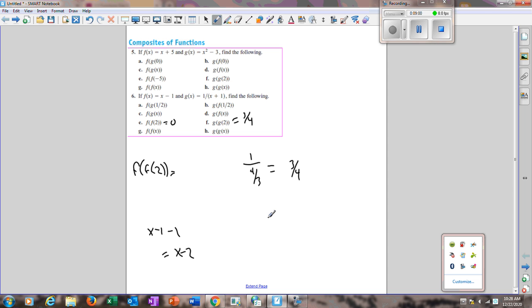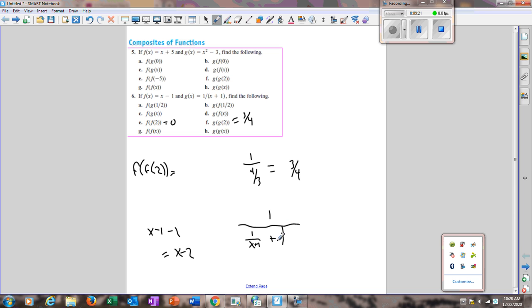Then it's g of x. This one's going to be a little more difficult, because once I see this x here, I have to plug 1 over x plus 1 in. So it's 1 over x plus 1 plus 1.